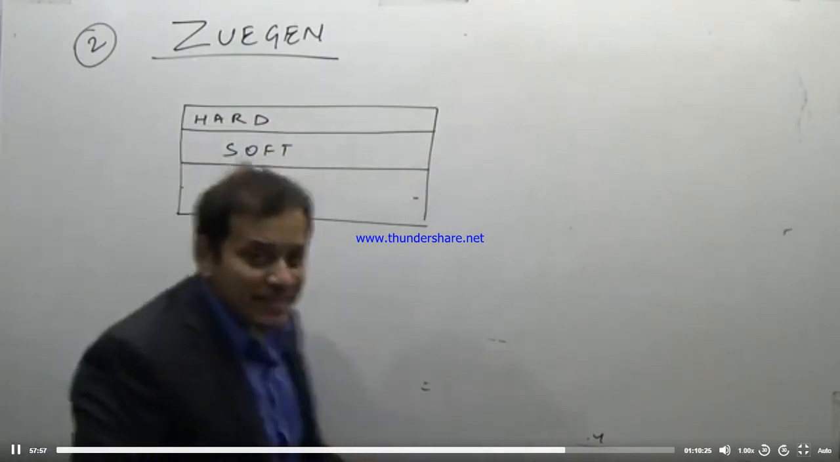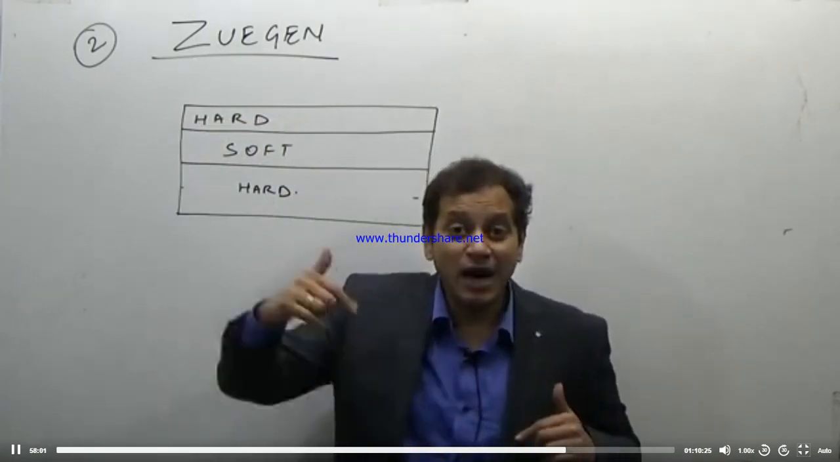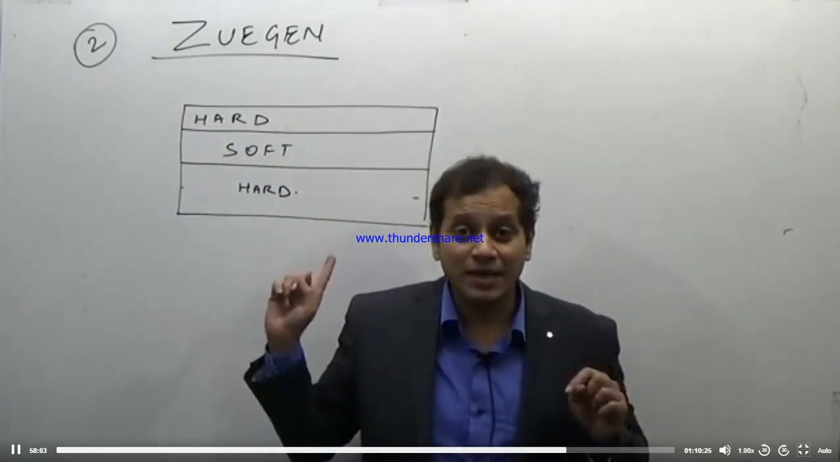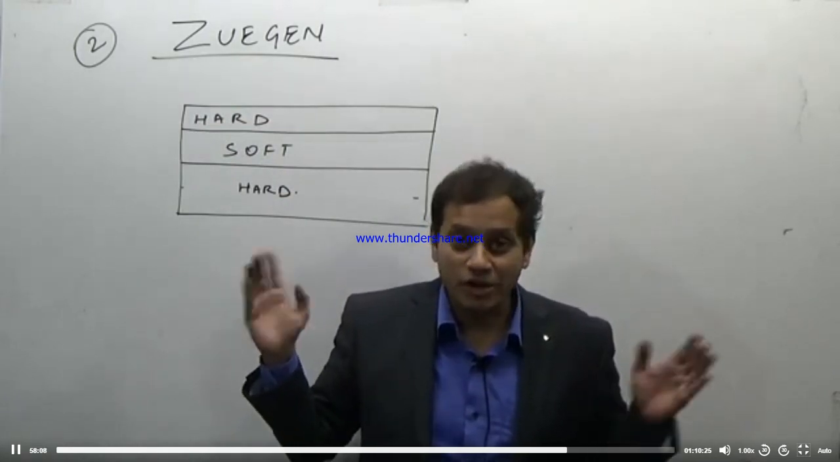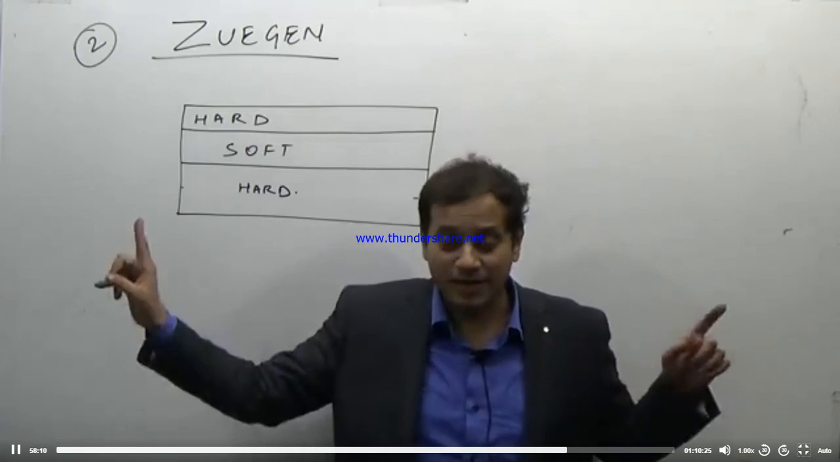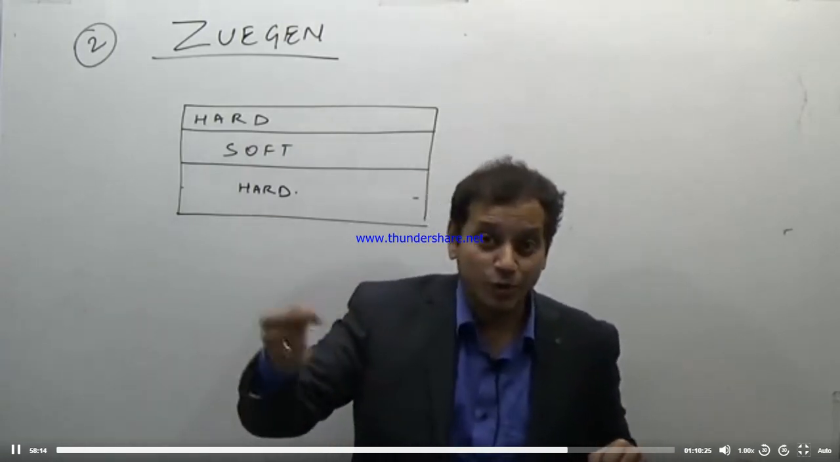So Zeugen is a kind of topography where there is an alternate arrangement of hard and soft rock in which manner? Horizontal or vertical manner? Horizontal manner. Why am I saying horizontal or vertical manner? Because we are going to do one more topography later on.